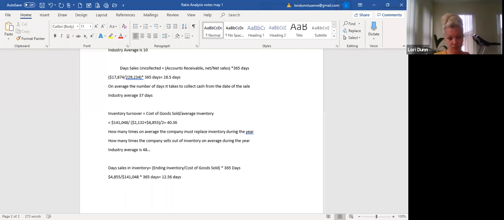So this measures how many days on average it takes the company to sell its inventory from the day of purchase. So from the date they purchase it to the day they sell it, it takes about 13 days. So I like when we convert the information into days because, wow, it only takes 13 days to roll over basically our inventory. Now, is that good or bad?